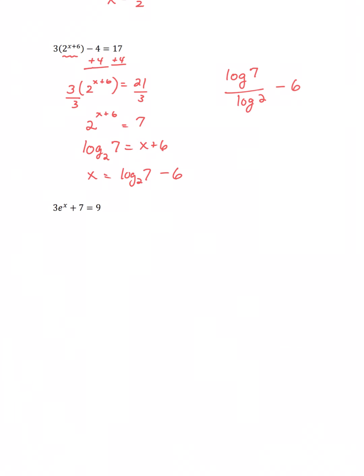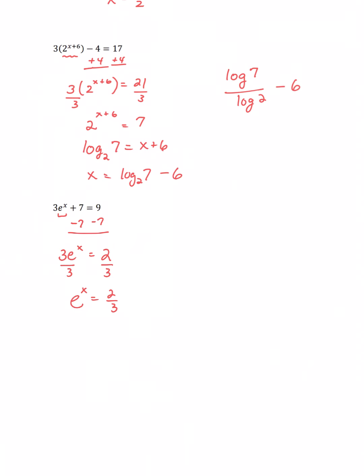So again, what we're trying to do is solve for x. So we need to move everything away from this e to the x. So I'm going to go ahead and subtract 7 on both sides of the equation. 9 minus 7 is 2. Again, the goal is to get e to the x by itself, so divide both sides by 3. And then you're trying to solve for x, but x isn't an exponent.